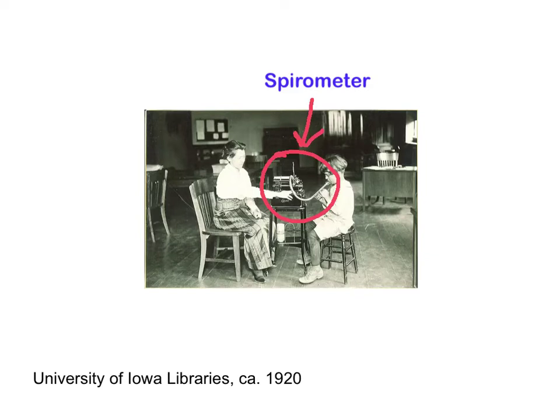It can measure the rate of airflow, and it can also measure the total volume of air moved. These tests can detect asthma, emphysema, chronic bronchitis, and other conditions that affect ventilation of the lungs.